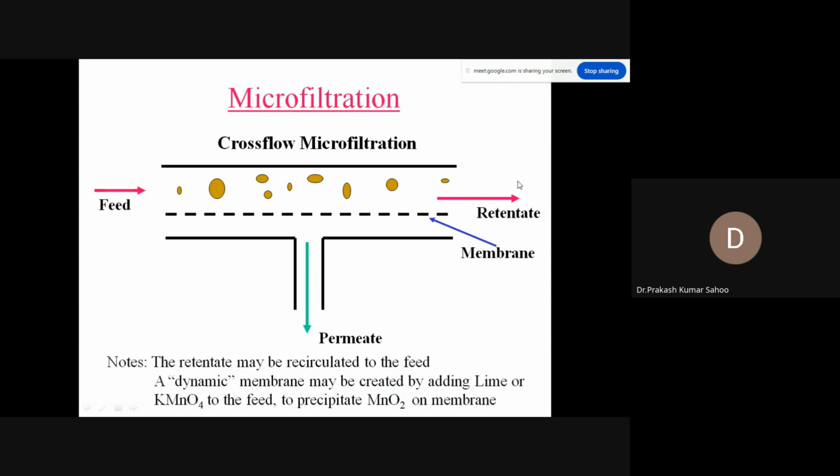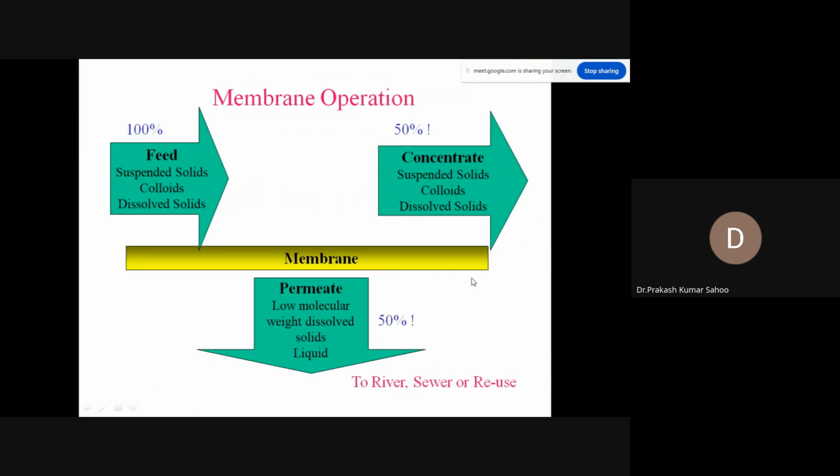A dynamic membrane may be created by adding lime or potassium permanganate to the feed to precipitate manganese oxide on the membrane. So in membrane operation, if 100% of the suspended solid is passed through this horizontal direction, then 50% may remain as the colloid and 50% may pass through the membrane as the permeate. So this is the membrane we have.